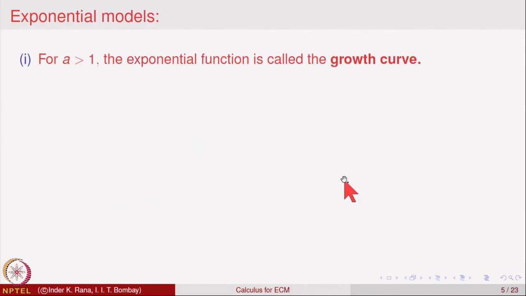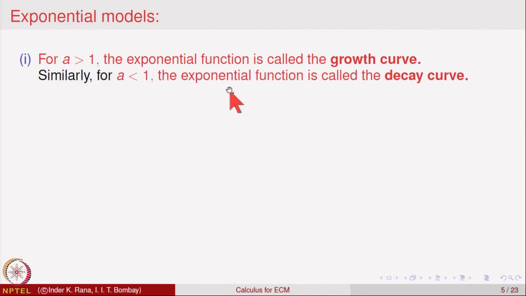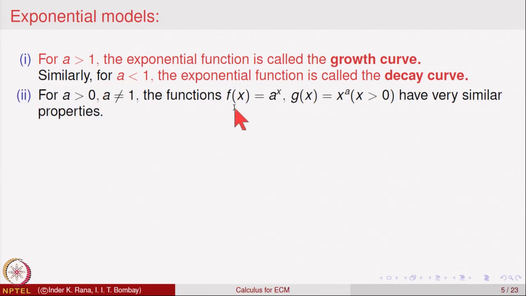Let us look at some observations: for a bigger than 1, we said that a raised to power x is an increasing function. So, values increase. Normally, for a bigger than 1, the exponential function a raised to power x is called the growth curve, and for a less than 1, because it is decreasing, it is called the decay curve.